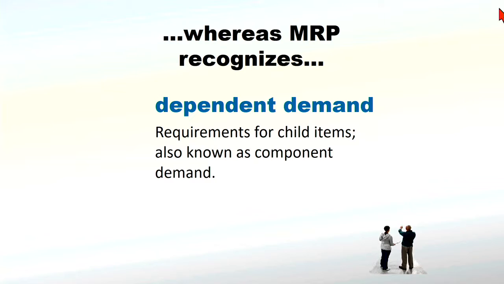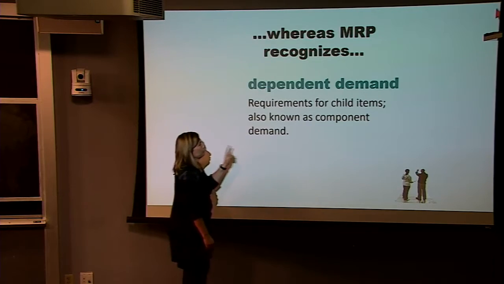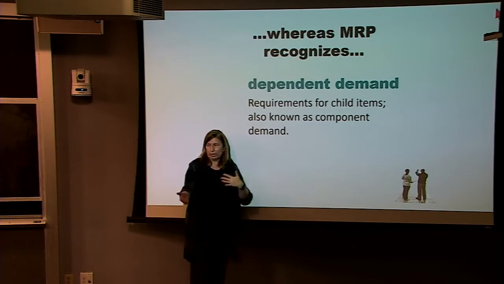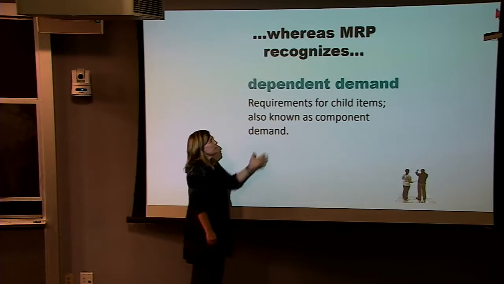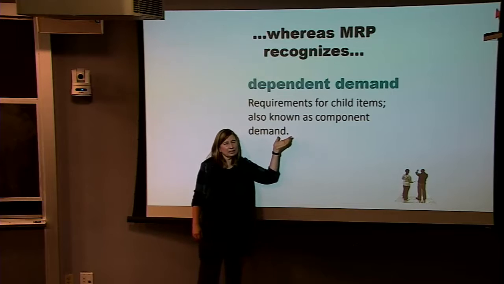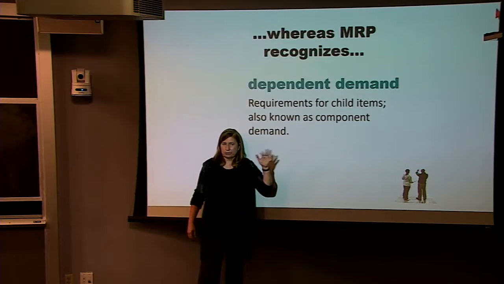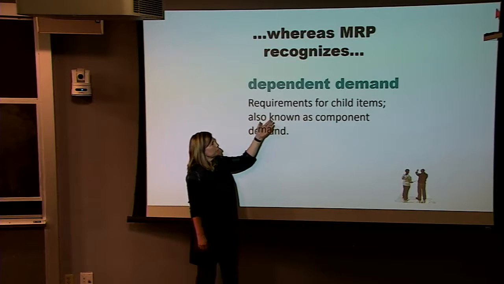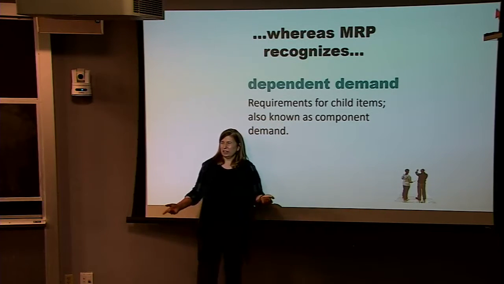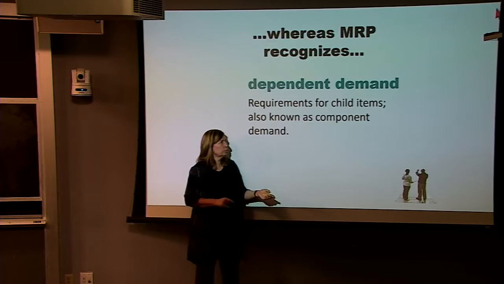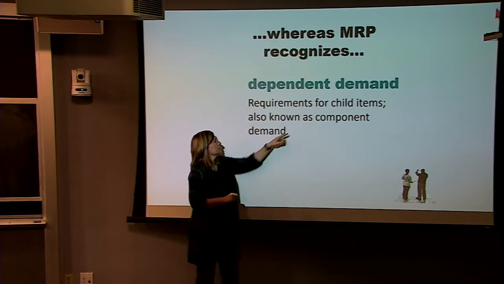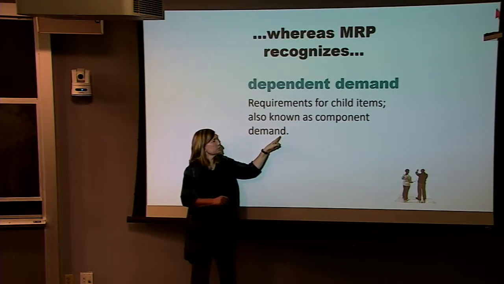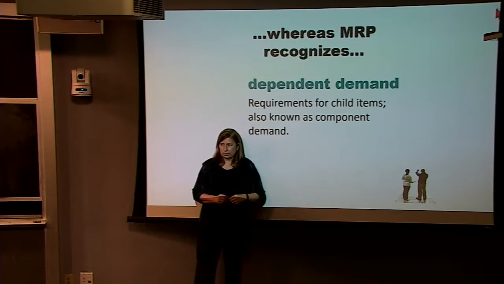Independent demand, we have seen a bunch of times before, this idea of customer demand and planning for it. Dependent demand, this is the first time during the semester that this has cropped up. Now, the formal definition of it: requirement for child items. Hang on to that thought. We'll talk about that term. But it's probably easiest to remember as component demand.